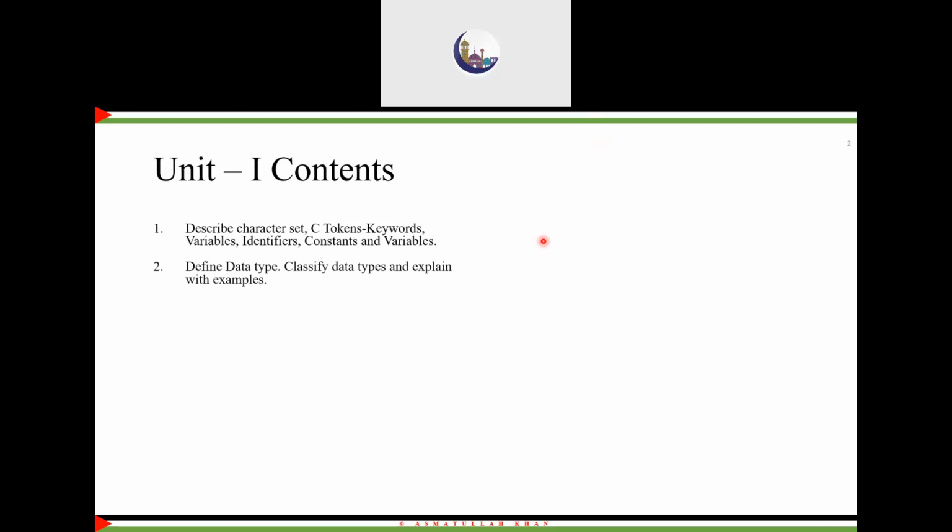So the first topic that we are going to learn in this chapter is a description of what a character is, what C tokens are, what the keywords are, what variables are, what identifiers are, what constants are, and what constant variables are. These are technical terms and terminologies which we will discuss in this session. The next point is the data types that are required to create a variable as well as functions. What are the data types available in C language? How many different categories of data types are there? We'll see in detail with each example.